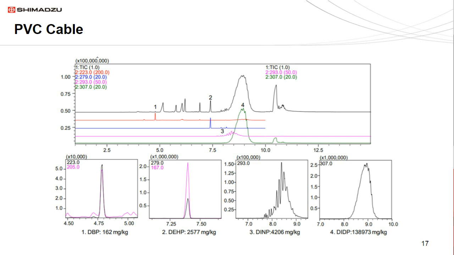In fact, 3 of them, DEHP, DINP, and DIDP, all returned well over the limit based off the RoHS restriction values of 1,000 ppm. So DEHP finished at 2,500 ppm, DINP was 4,200 ppm, and then DIDP came in a whopping 1,38973 milligrams per kilogram. So, in conclusion, the PY screener was effective at semi-quantifying the 4 phthalates shown here.